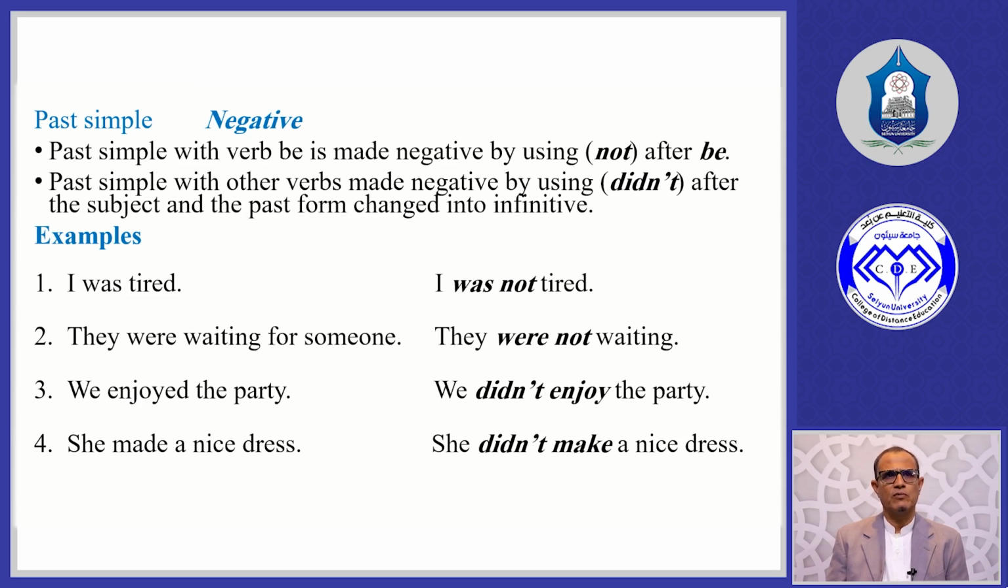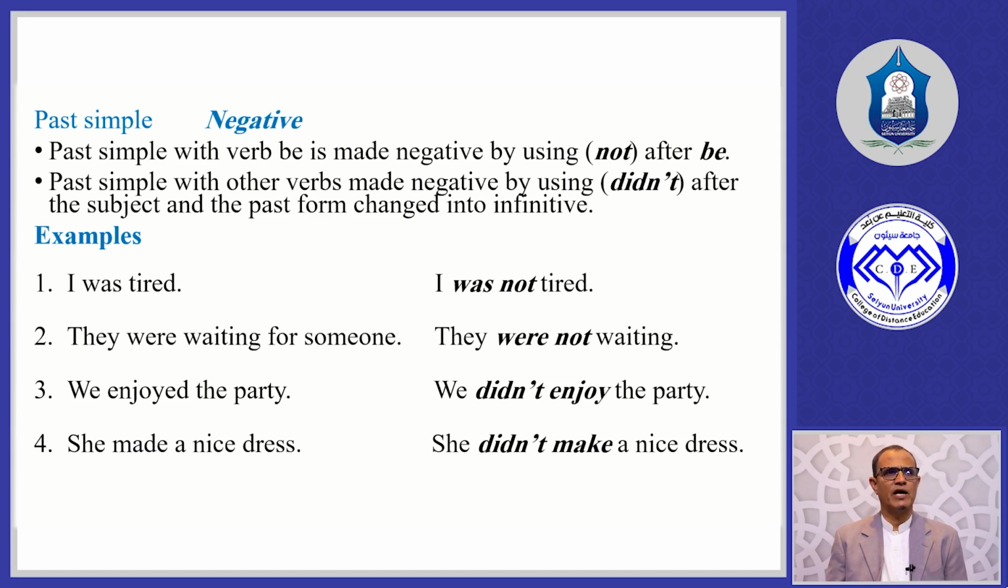So verbs to be, for example, when I say, I was tired, it is the same as what happens in the present simple tense. If we have a verb to be only, we use the word not after the verb to be to make it negative. All sentences with verbs to be are made negative by using the word not after that verb to be. So I was tired should be I was not tired, I wasn't tired, for example. They were waiting for someone, they were not waiting. We enjoyed the party, we did, because now look here.